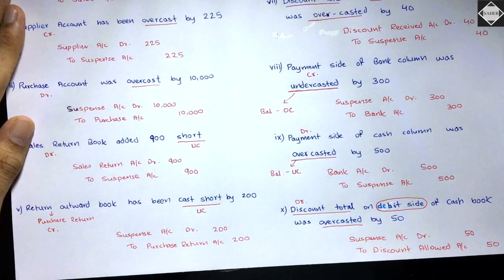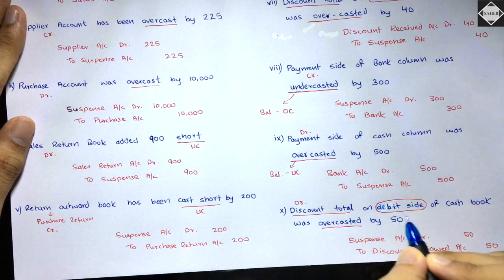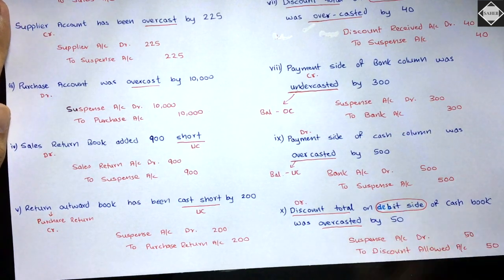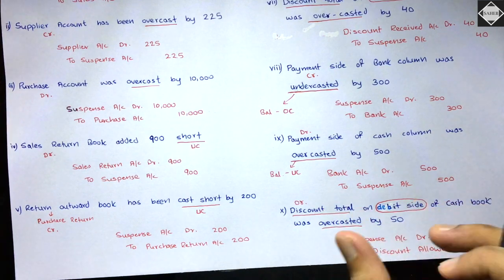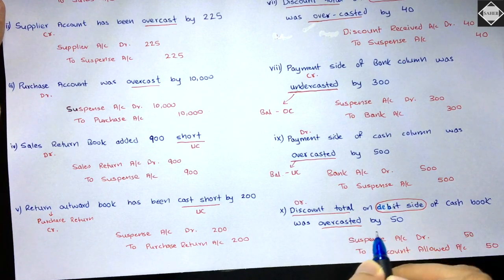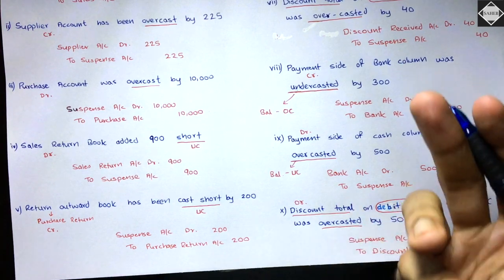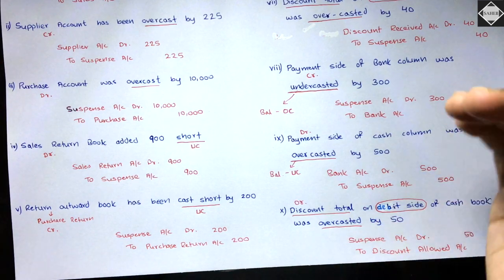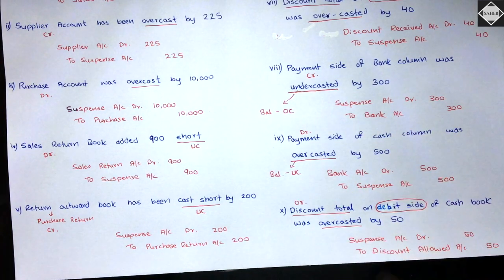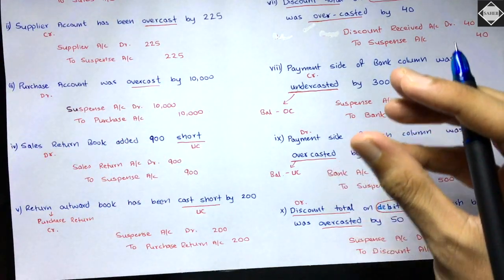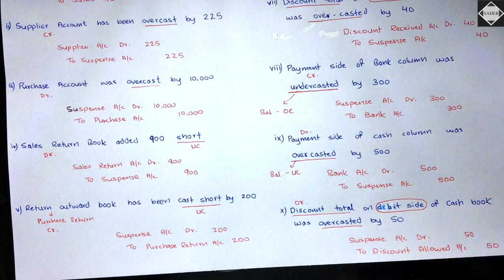See here, discount total on debit side. On debit side, what does that mean? It means they are talking about discount allowed, an expense which has debit balance. Cash book was overcasted by 50. Overcasting means it is more than what it actually is. So what you have to do? You have to reduce. Whenever you have overcasting, you have to reverse. Whenever you have undercasting, you have to record more. You have to increase. Is that clear?